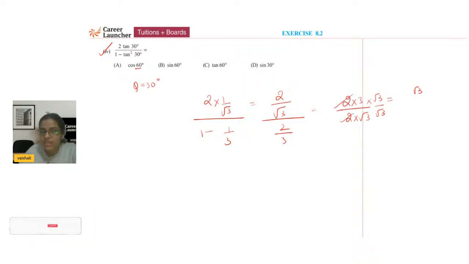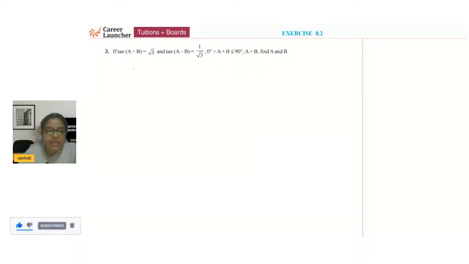Cos 60, no. Sin 60 is root 3 by 2, no. Sin 30, no. So it's only tan 60 degrees when we get root 3 as the answer. So for the next one, it is tan 60 degrees. And coming to the next question, this is an important one because this can come in two categories.